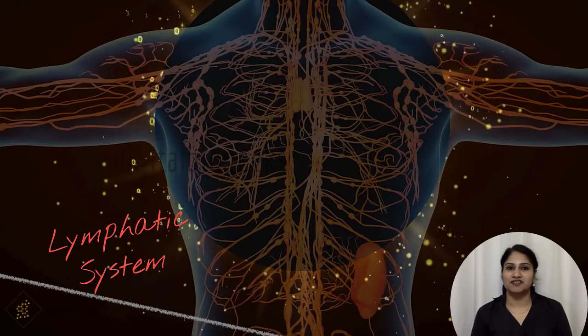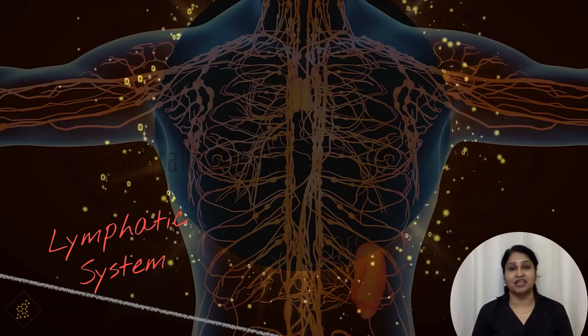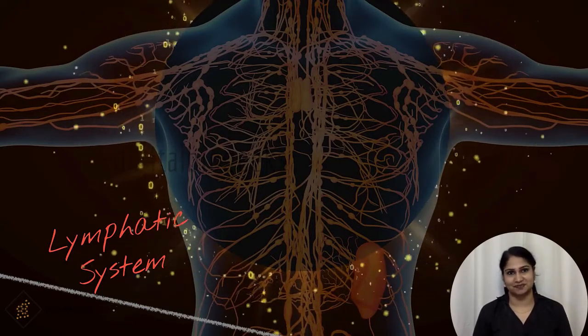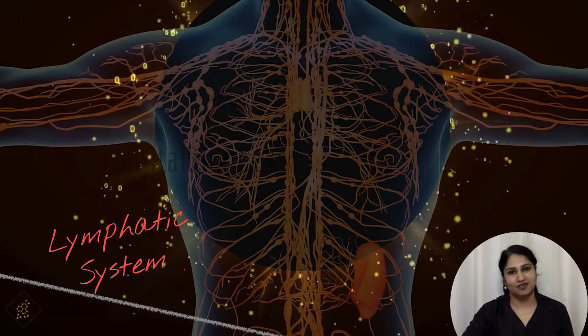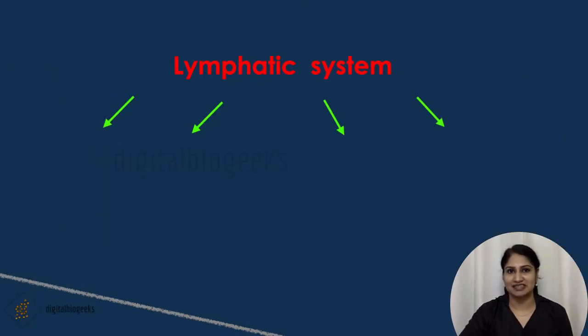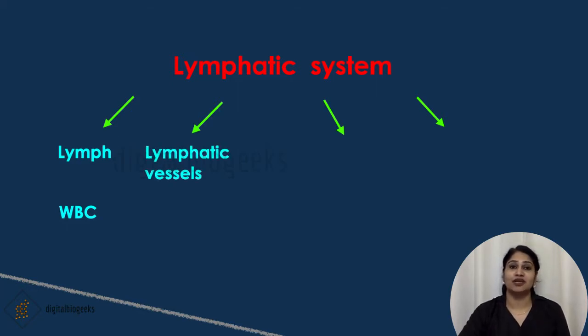There is a subdivision in the circulatory system known as the lymphatic system. In this video, we will talk about the lymphatic system. The fluid that flows through the lymphatic system is known as lymph. Lymph contains white blood cells, mainly lymphocytes. They attack the bacteria present in the blood. Lymph flows through lymphatic capillaries and lymphatic vessels.